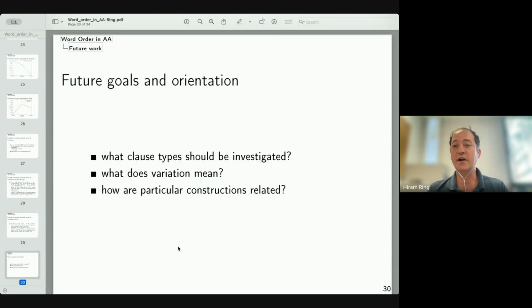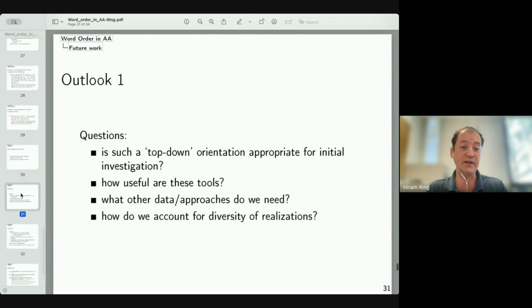So this brings me to my final slides. And I have a bunch of questions. What clause types should be investigated? What does variation mean? How are these particular constructions related? How do we get from the diversity of syntax and syntactic expression to a proto stage, which may also have diversity? What can we actually say about reconstructing syntax?